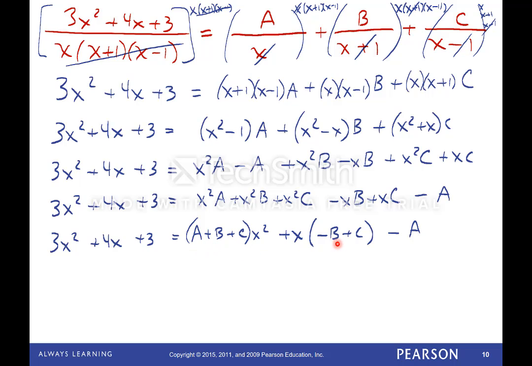And then let's see, negative b plus c. That's the connection that needs to happen to equal 4, and then 3 is equal to negative a right there. All right, let's see if we can write it as a system.